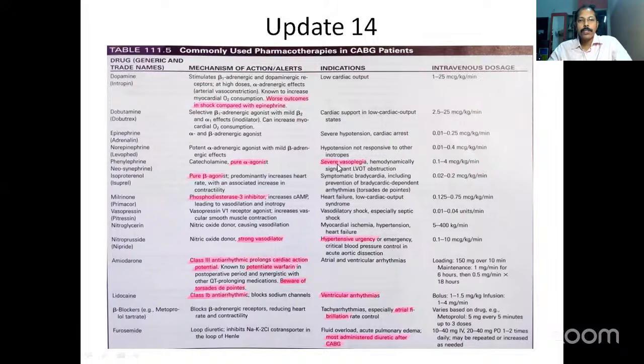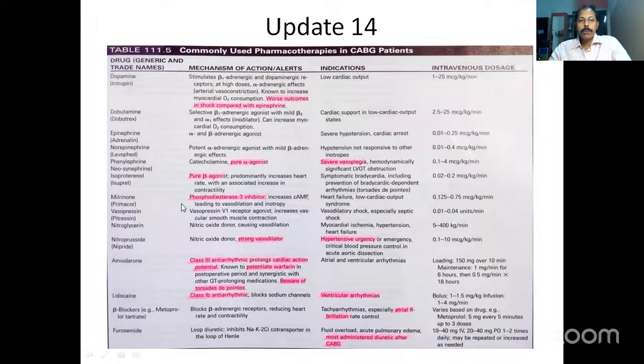And the patient having severe vasoplegia after CABG. So what is vasoplegia? In spite of the patient having adequate cardiac output, the patient has hypotension. So that situation signifies vasoplegia. And in such conditions, the best drug will be phenylephrine. It is a pure alpha agonist. And you should also note which drug is a pure beta agonist. It is isoproterenol.